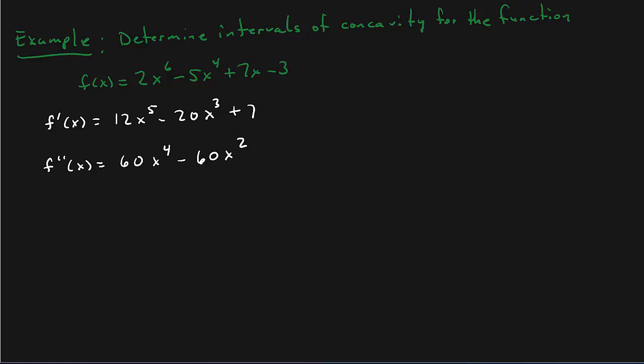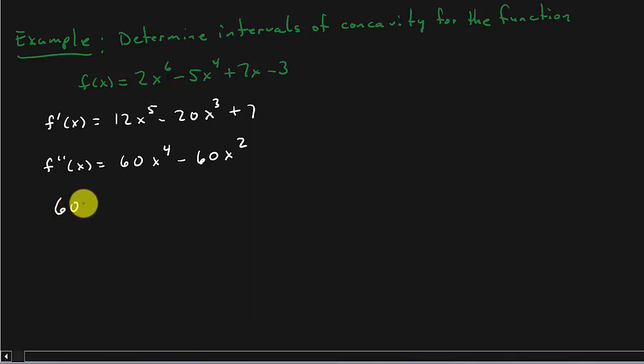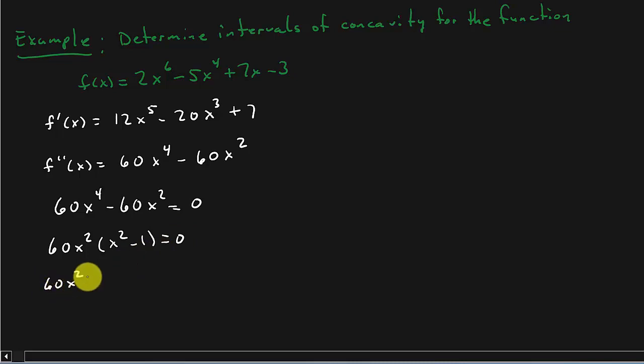Now let's set this equal to 0. We get 60x to the fourth minus 60x squared equals 0. We factor out a 60x squared and we're left with x squared minus 1 equals 0. So 60x squared equals 0, or x squared minus 1 equals 0. Here we get x equals 0. Here we get x squared equals 1, so x is equal to plus or minus 1, by the square root property.